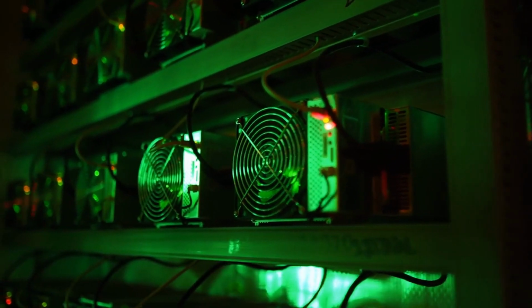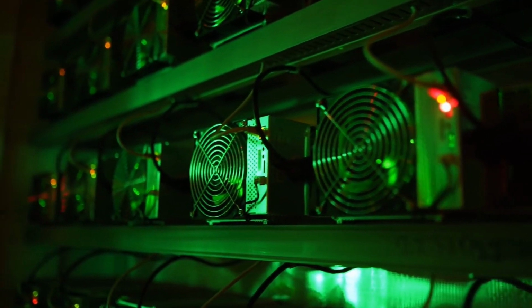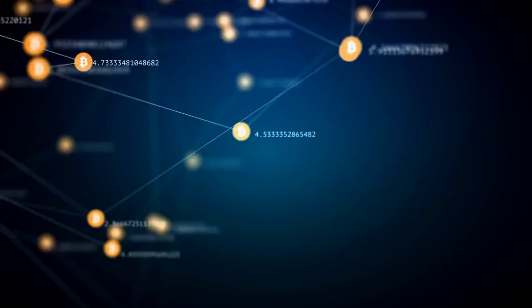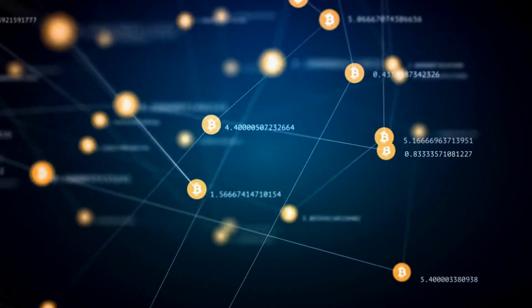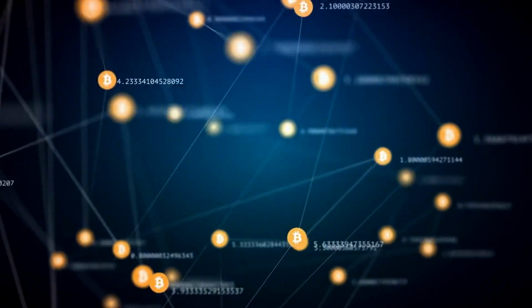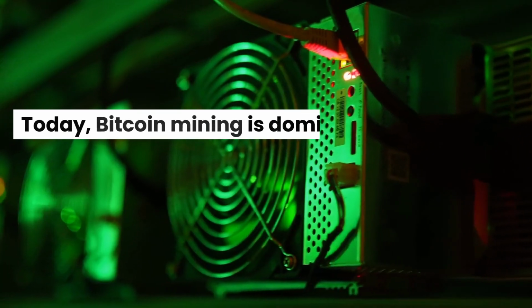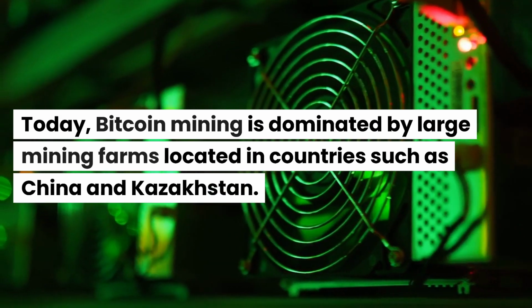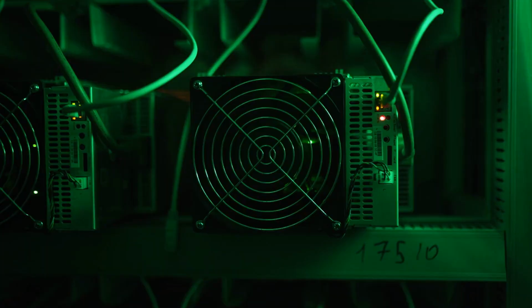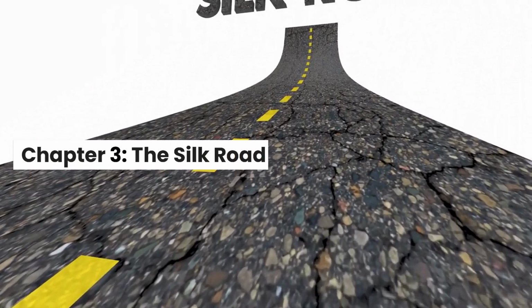As more and more people began mining for Bitcoin, the competition for new blocks increased, leading to the development of specialized mining hardware. These devices, known as ASICs, were designed specifically for Bitcoin mining and allowed users to earn more Bitcoin than traditional computer-based mining. Today, Bitcoin mining is dominated by large mining farms located in countries such as China and Kazakhstan. These farms use massive amounts of electricity to power their ASICs, leading to concerns about the environmental impact of Bitcoin mining.